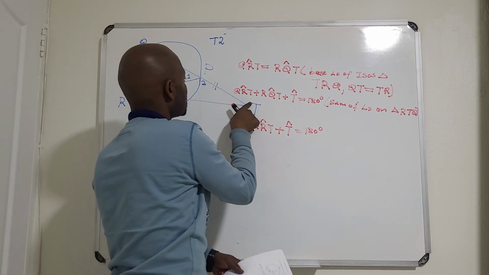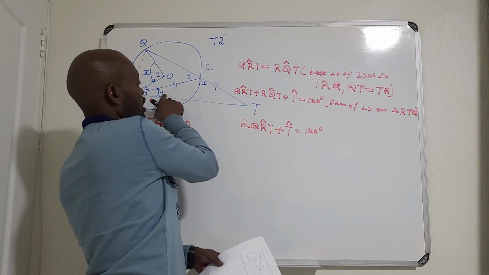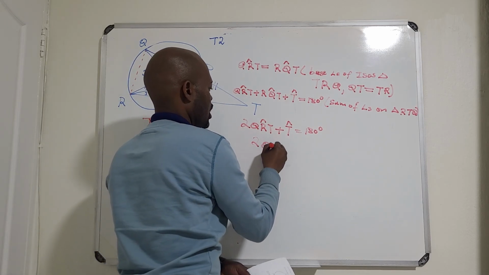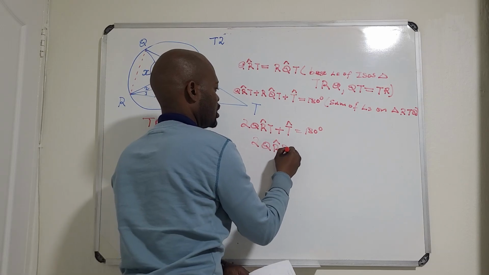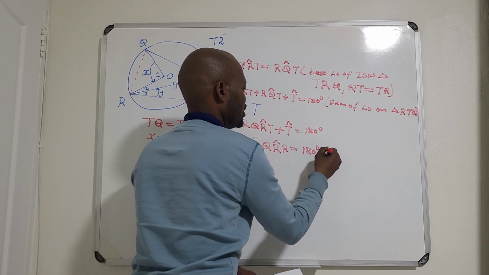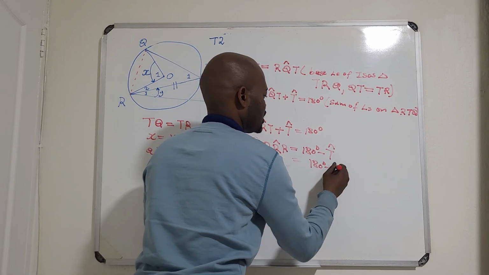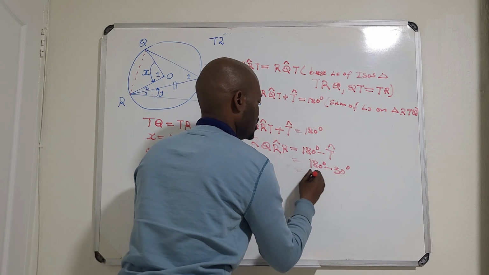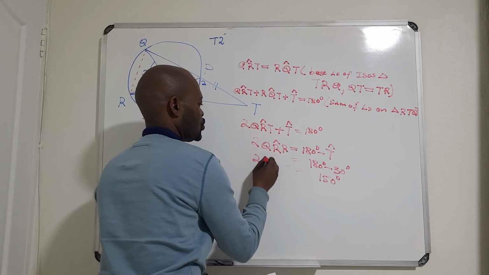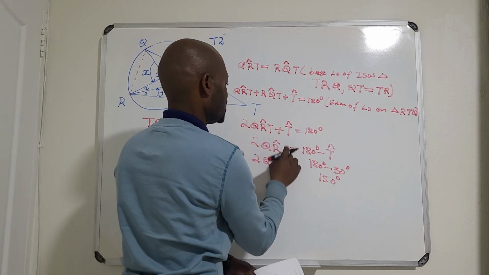Since this line is equal to that line, this angle is equal to that angle. Therefore, we got that y is 30, so it means that t is 30. Angle QRT is equal to 180 degrees minus angle T, which is 180 degrees minus 30 degrees, which is 150 degrees, which is equal to 2 angle QRT. Sorry, this is T there.